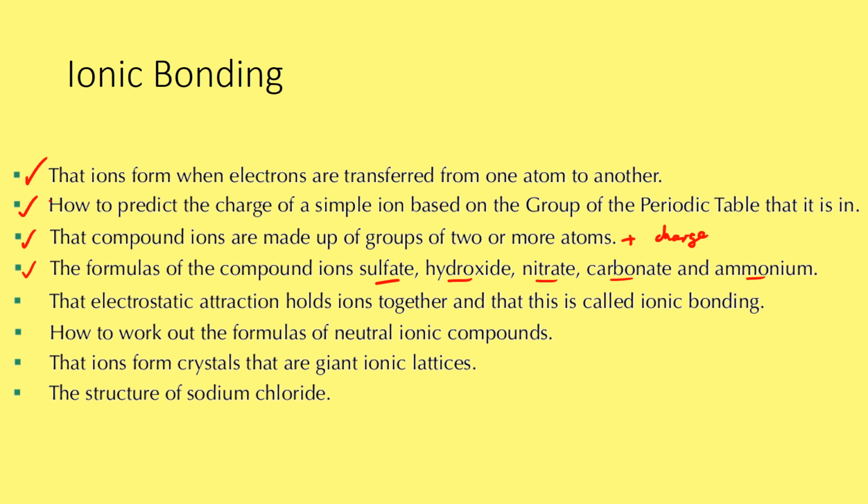And then we mentioned that electrostatic attraction between oppositely charged ions, that's what holds the ions together. That is the ionic bond. So there we can tick that one. And we worked out a few formulas of ionic compounds, given the fact that ionic compounds are neutral. Crystals. Yes, we saw a picture of a crystal and we saw an atomic level diagram of sodium chloride, so we can tick that and that.